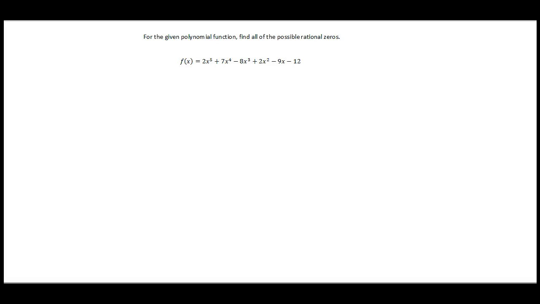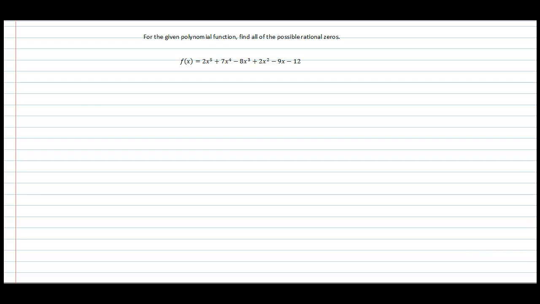For the given polynomial function, find all possible rational zeros. Again, whenever you're listing all possible rational zeros, the first thing to do is find the constant, which should be the number that does not have any variable beside it. The sign of the constant does not matter. And then we need to find the leading coefficient, which should be the number in front of the highest exponent. So the constant is 12, and the leading coefficient is 2.